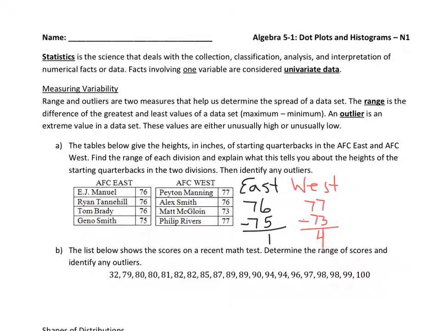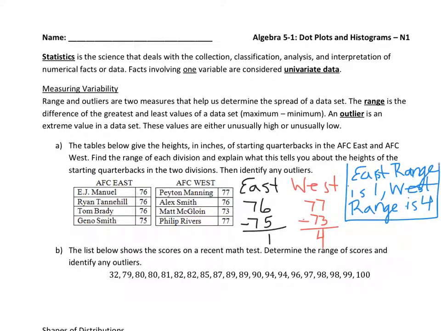So let's just jot that down. East range is 1. West range is 4. Okay, that's the first part.